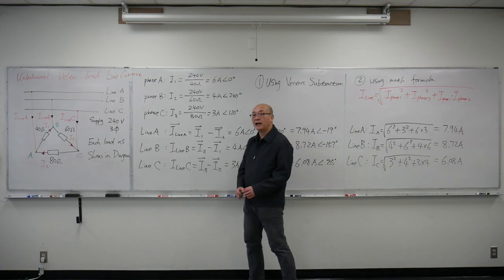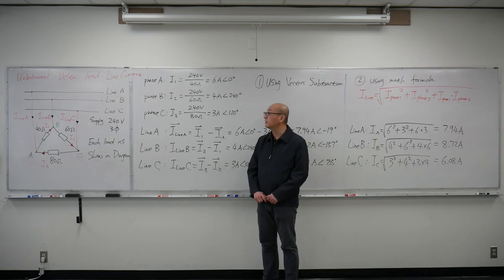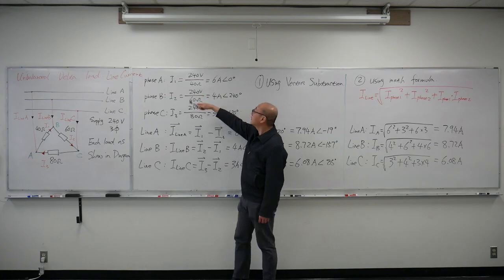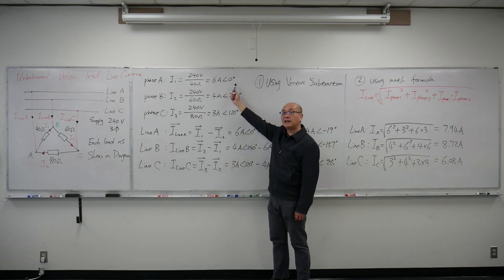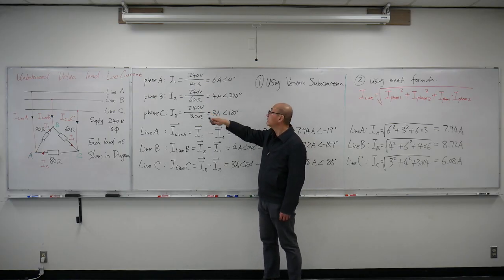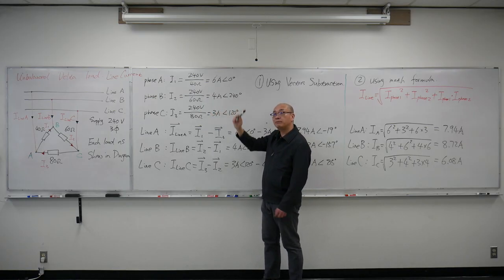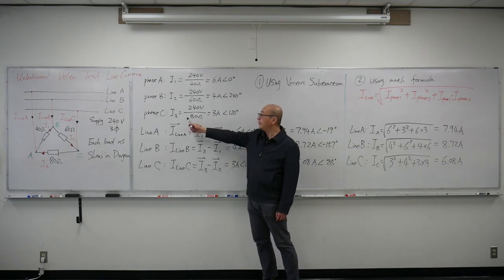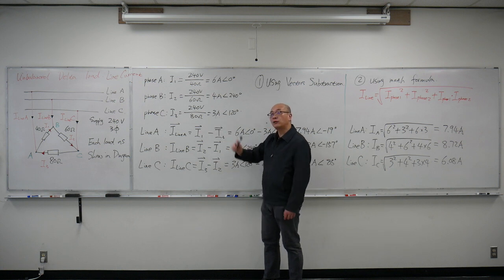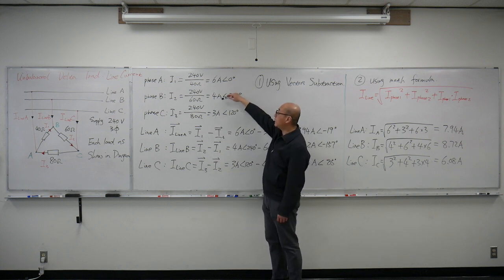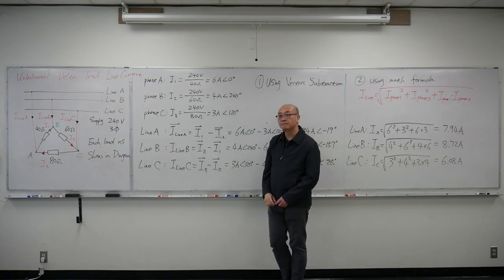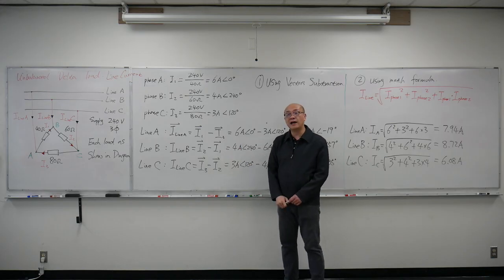First, before I calculate line current, I have to calculate phase current. Phase A, voltage divided by resistance, gives me 6 amps. I define that at 0 degrees. Phase B, 240 divided by 60 ohm, gives me 4 amps. I define that at 240 degrees. Phase C, 240 volt divided by 80 ohm, gives me 3 amps, at 120 degrees. So these 3 currents are the phase currents. They are 120 degrees apart. Now I can calculate the line current.